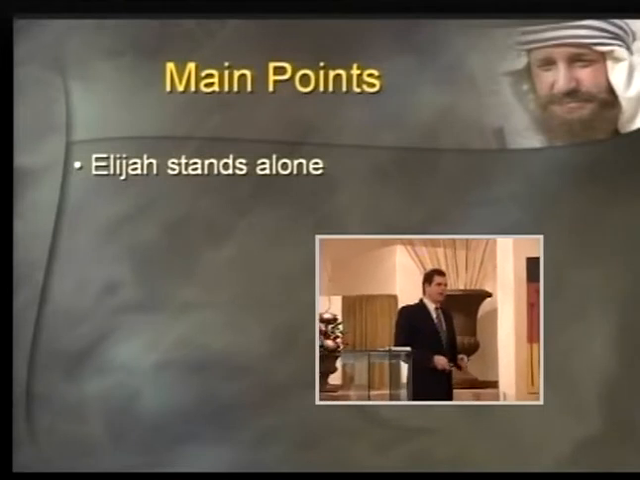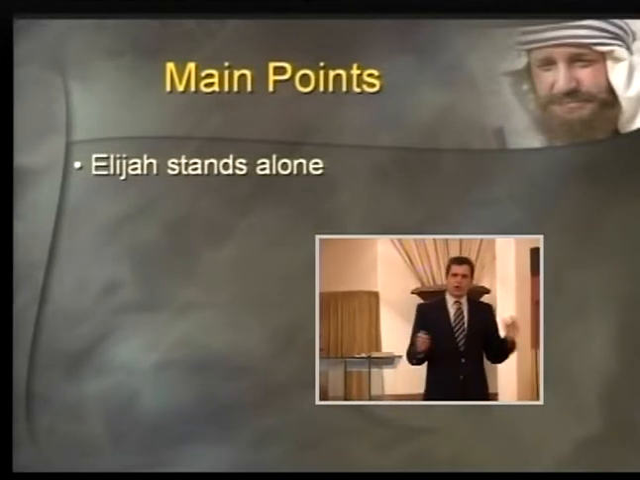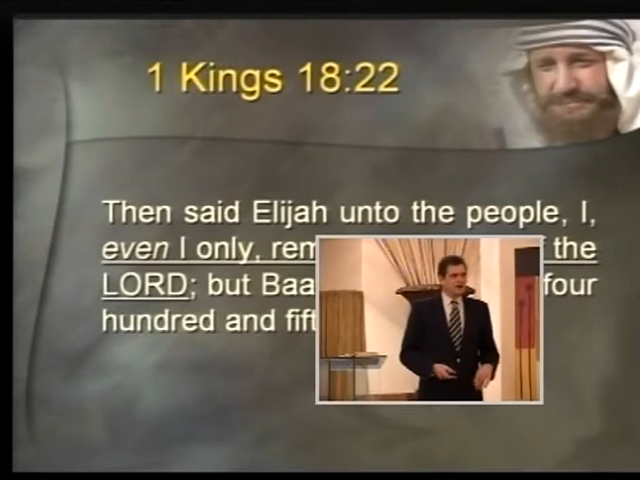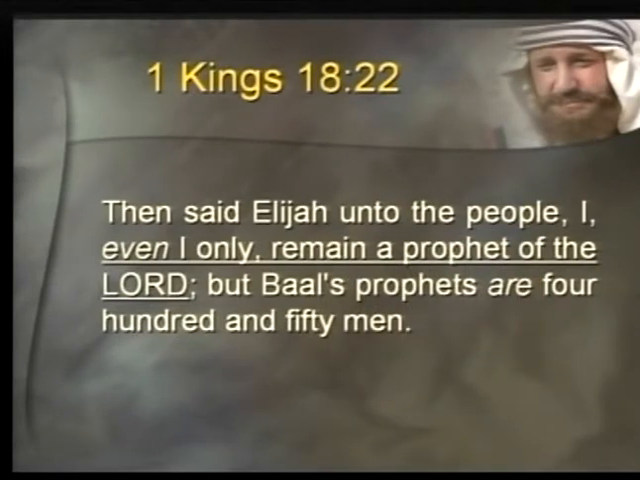First of all, we find that Elijah stands alone. Chapter 18, verse 22, "Then said Elijah unto the people, I, even I only, remain a prophet of the Lord, but Baal's prophets are 450 men." So there's 450 against one. Very interesting. Poor Elijah stands alone.